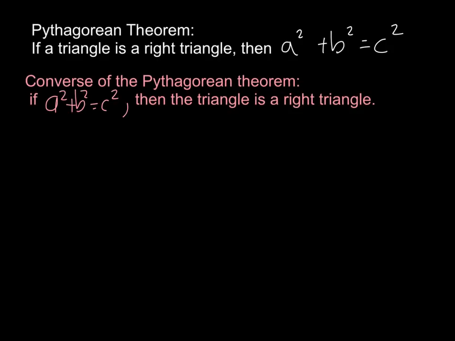Alright, hello. Today we are learning about the converse of the Pythagorean theorem. That means the other way around. So the Pythagorean theorem states that if a triangle is a right triangle, then a squared plus b squared equals c squared, and that's how we find the side lengths.